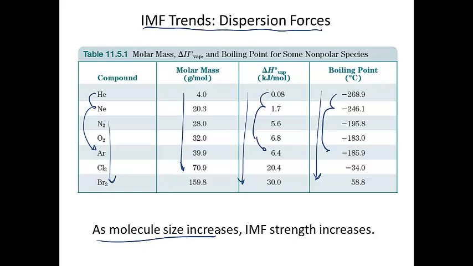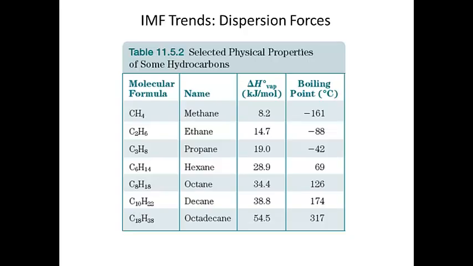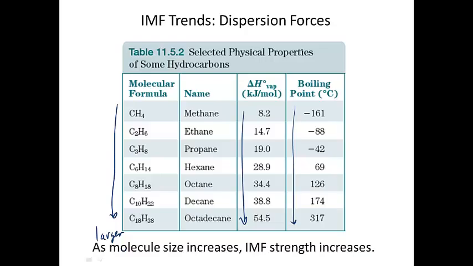So as molecular size increases, IMF strength increases. Okay, now let's look at a set of molecules that also is related to this, and those are organic hydrocarbons, molecules made of just carbon and hydrogen. And again, we see as size increases, so these are larger, enthalpy of vaporization increases, boiling point increases. And so again, as molecular size increases, IMF strength increases. So these are all for nonpolar molecules.